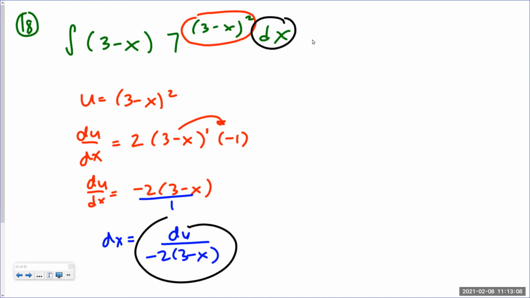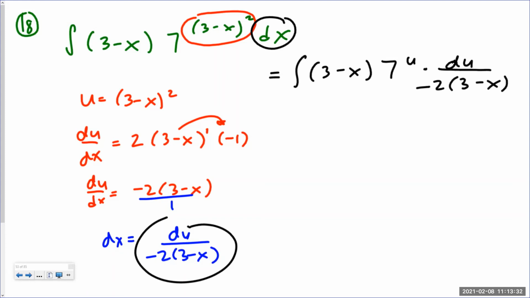And some of you guys are still having trouble with, hey, what do I replace? Guys, circle your things, circle the integral, okay? If you don't circle it, you don't replace it. So this becomes the integral of 3 minus x. I didn't circle the 7, so that stays. I circled this u, so this becomes u. I circled this dx, so this becomes du over negative 2 times the quantity 3 minus x.